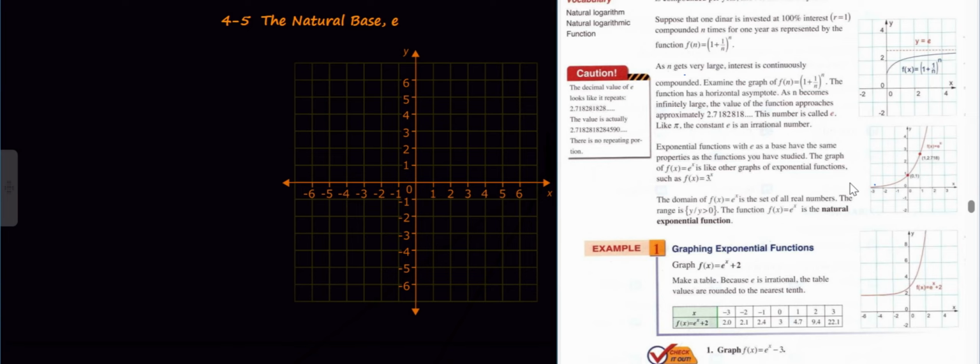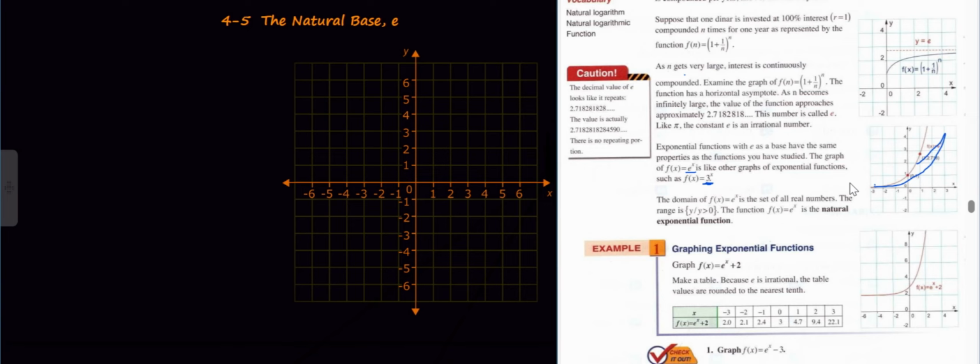The graph of f(x) equals e to the power x is like the other graphs of exponential functions, such as f(x) equals 3 to the power x. We learned how to graph this. It was like this graph. So it means the graphs of e to the power x and 3 to the power x are alike. They have the same properties, as you see in the graph.